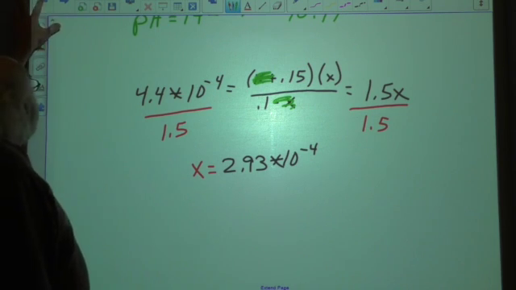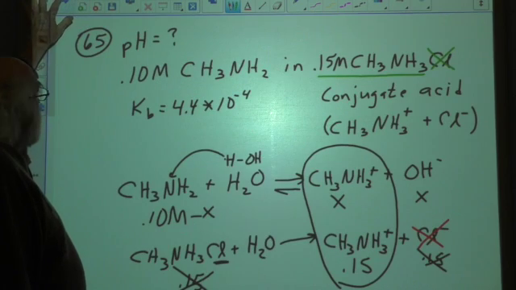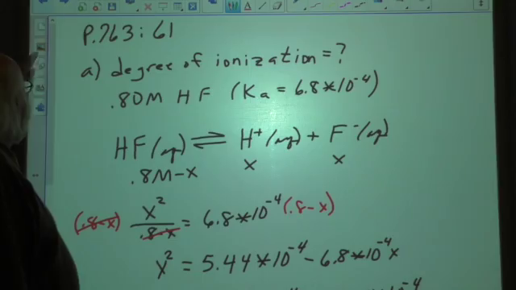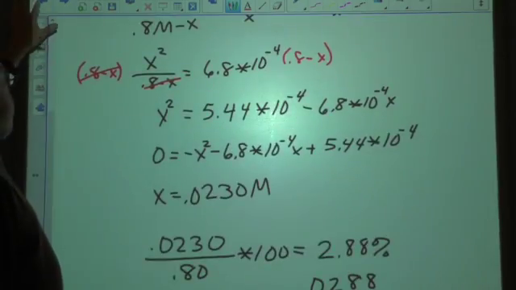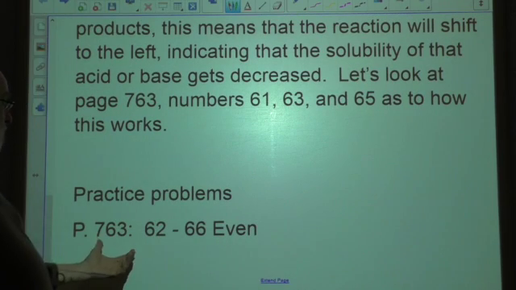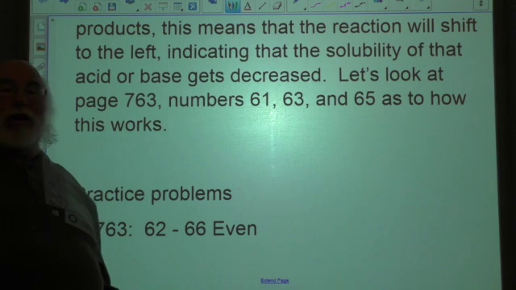Your practice problems, wait, did I do them all? Yeah, 65, okay. So your practice problems then are on page 763, problems 62 through 66 even. Have fun!